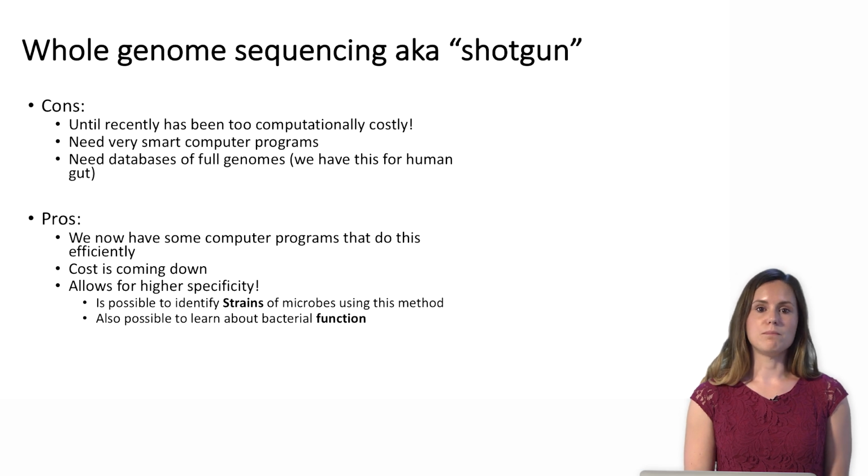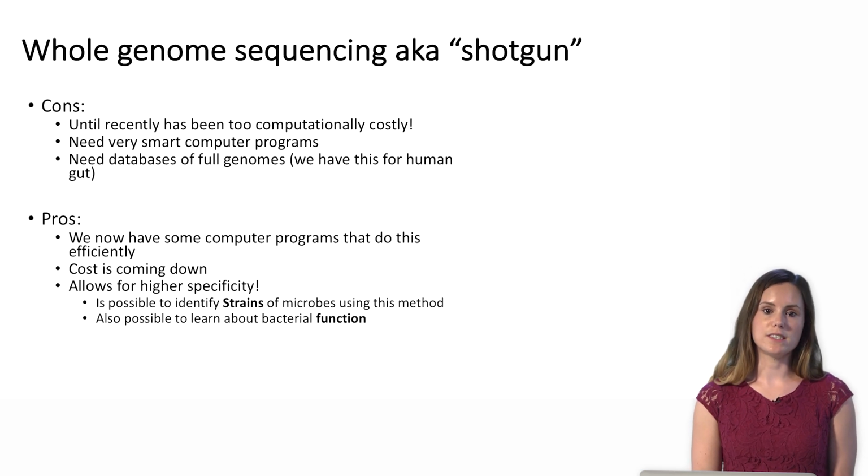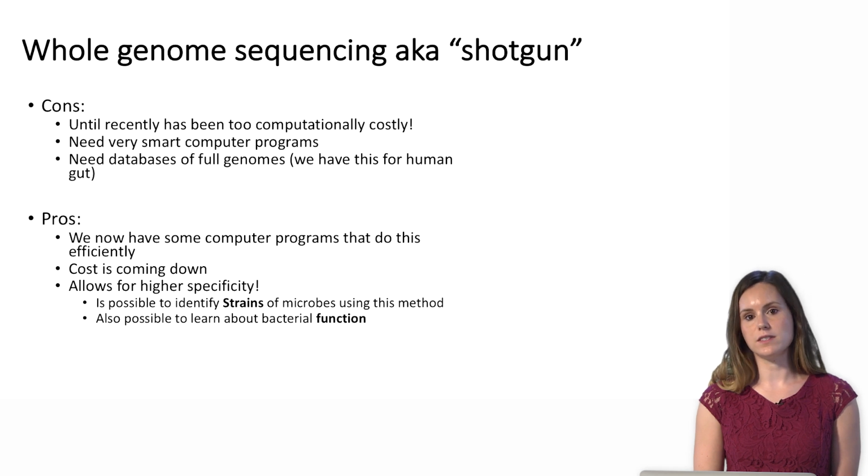So now that we can begin to do this, we have some computer programs that are able to do this efficiently. So the cost is coming down, and the big benefit of this type of sequencing is that it allows for higher specificity. So we are able to identify strains of microbes, and we're also able to learn about bacterial function because we're not limited at looking at just the one gene that we've sequenced, like 16S ribosomal subunit.